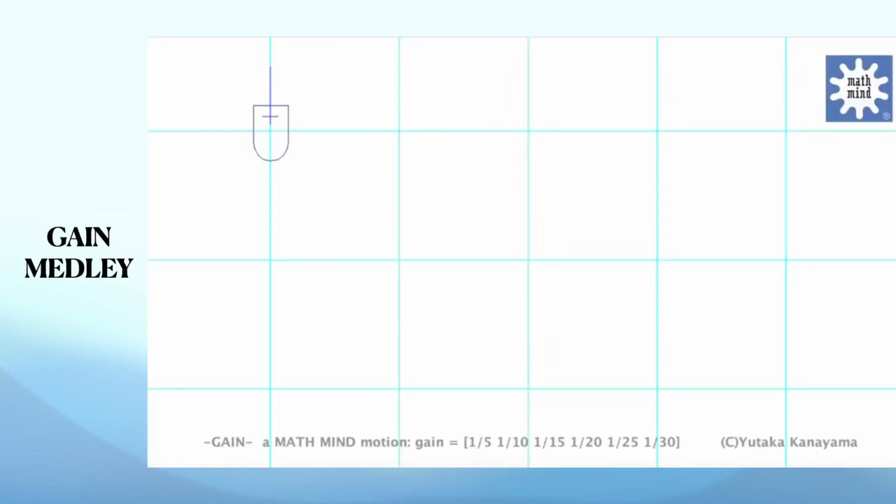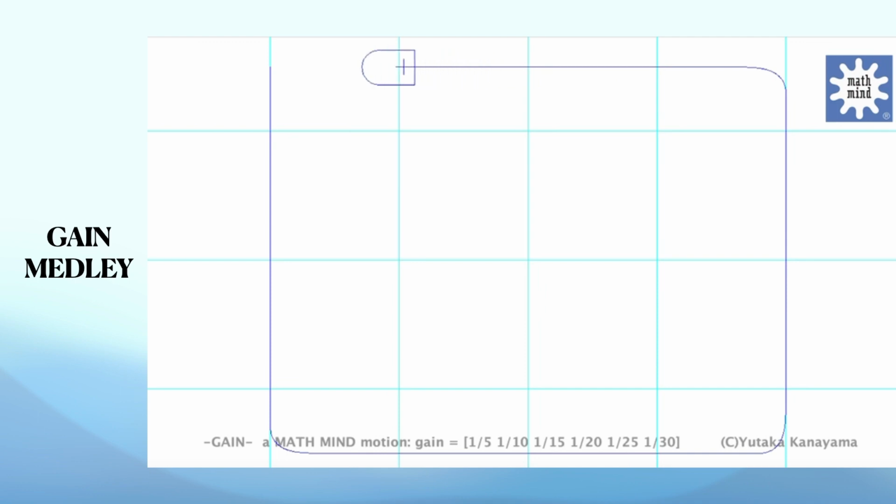Gain medley. This is a compound motion, repeating square motions with right angle, pi over 2, turns. The gain G controls the roundness or sharpness of each turning. We use distinct gains at each cycle in this gain medley motion with gains of 1/5, 1/10, 1/15, 1/20, 1/25, and 1/30, respectively. As the gain decreases at each cycle, the corners of trajectories grow bigger. The shapes at corners are similar to each other.